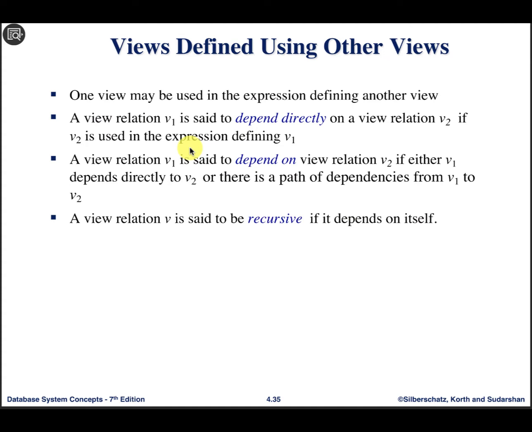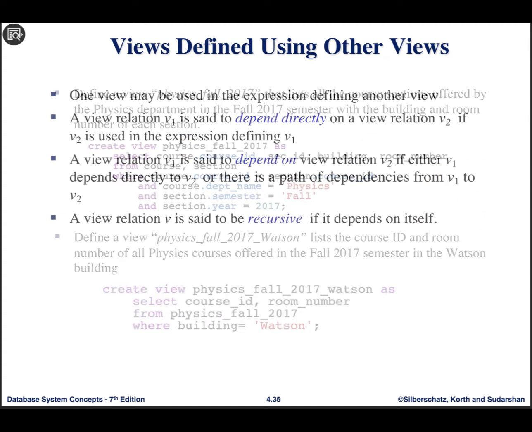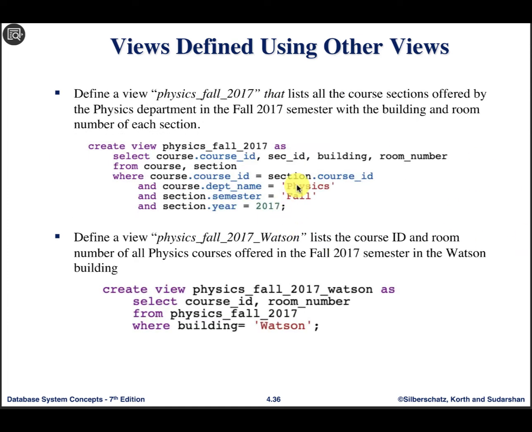Can you use a view to define another view? Yes, it's fine. Okay, so this is just an example. Create a view called Physics Fall 2017, which lists all the course sections offered by the Physics department in the fall 2017, with the building and the room number of each section. So in this case, you have to access the course and the section here.